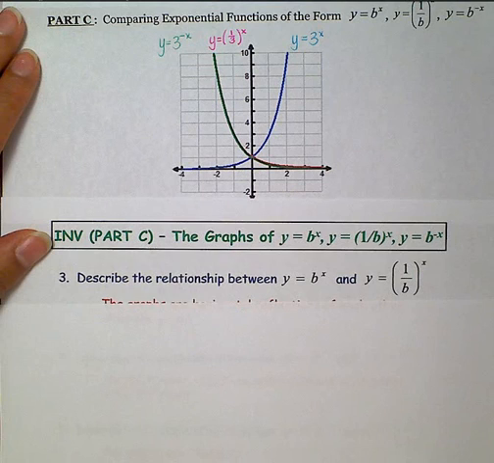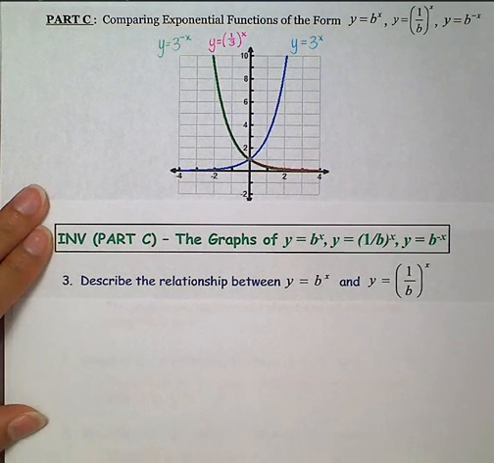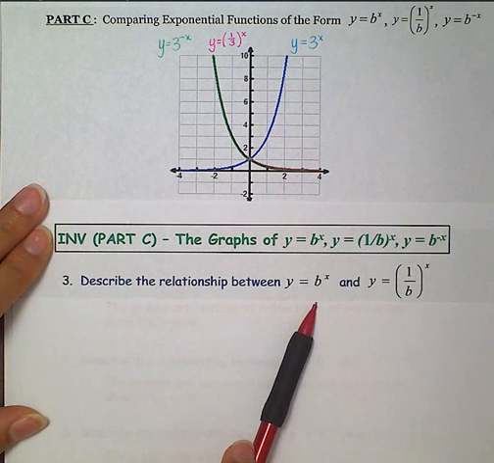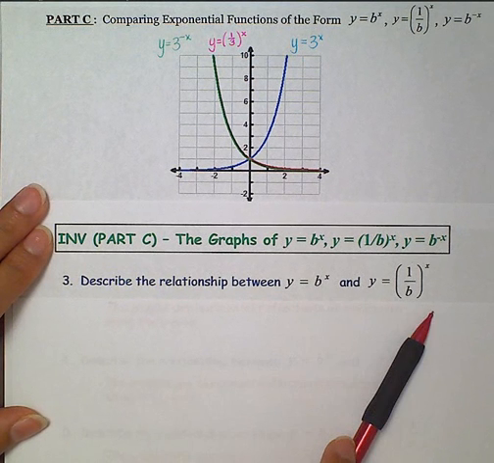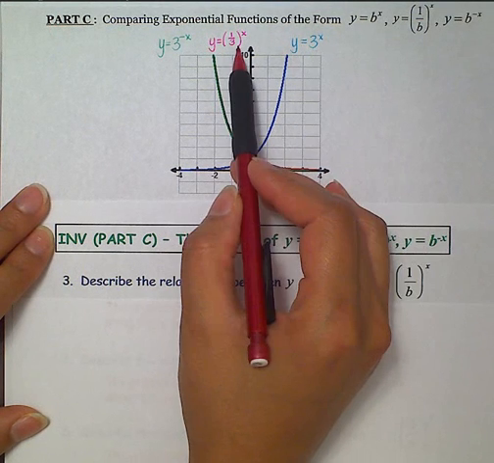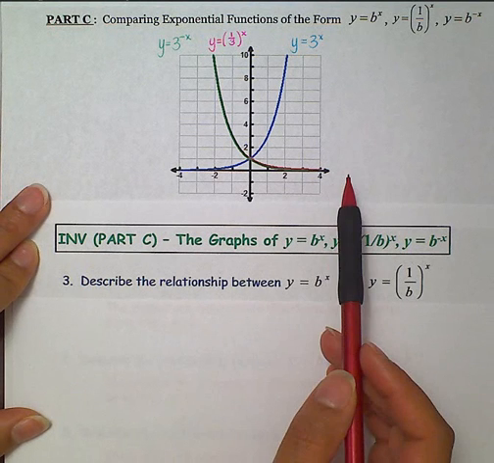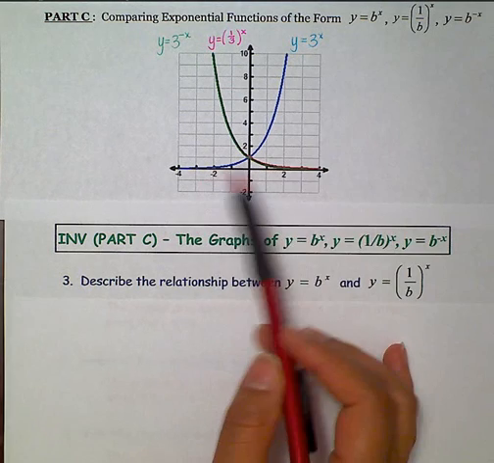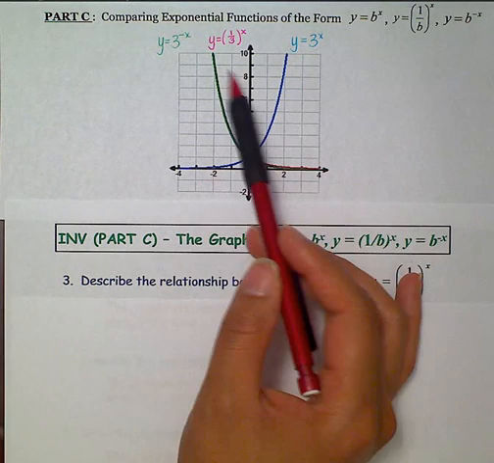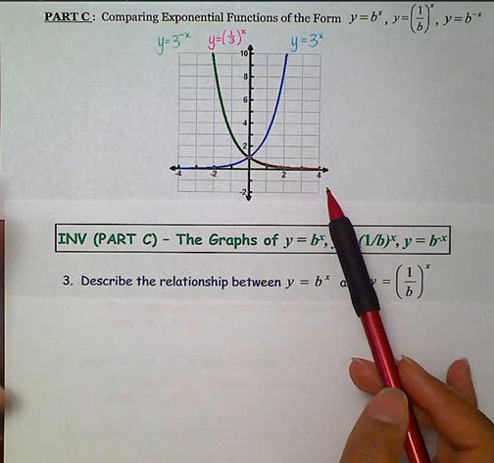Question number 3. After graphing using our table of values, question number 3 says, describe the relationship between y equals b to the exponent x and y equals 1 over b to the exponent x. So if we compare y equals 3 to the exponent x to y equals 1 over 3 to the exponent x, you'll notice that they're very similar, but their behavior is opposite. They're both exponential functions. However, one of them increases, whereas the other one decreases. So their behavior is opposite. One's an increasing function, and the other one is a decreasing function.